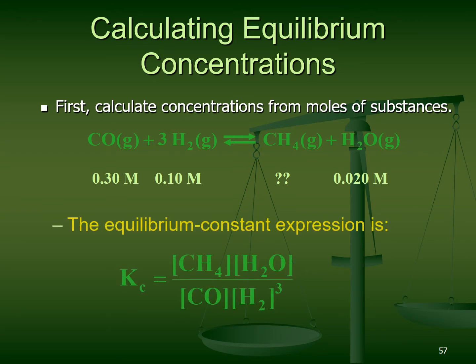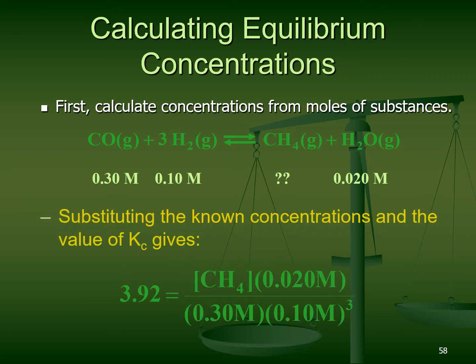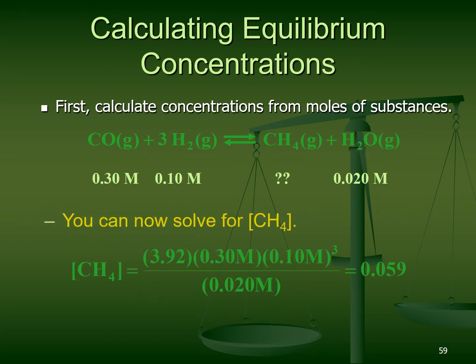Since we know the Kc expression, we can plug in what we know. We know the Kc, we know H2O, CO, H2. So 3.92 equals CH4 times 0.02 divided by 0.3 times 0.1 cubed. So if we solve for CH4, we get 0.059.